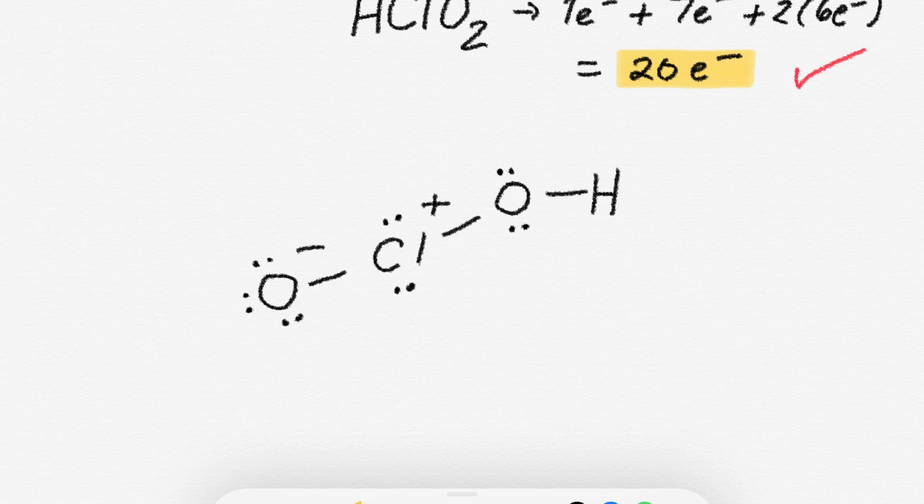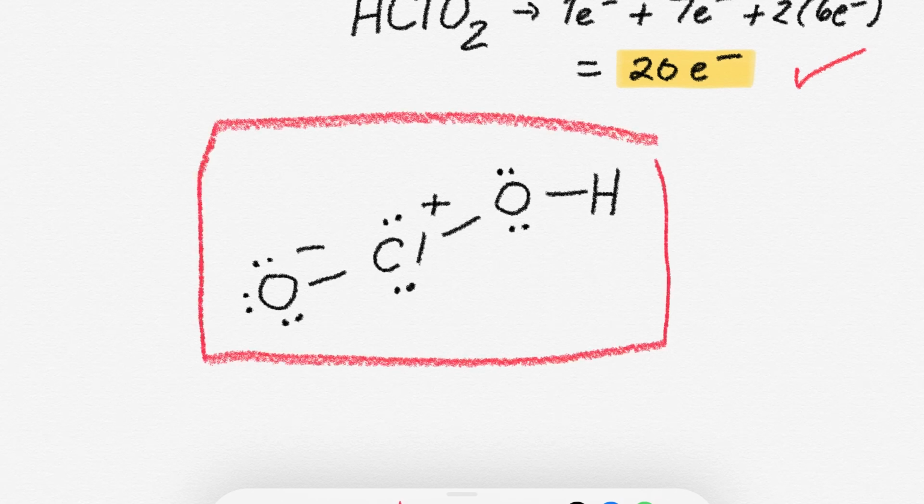If you go look at your electronegativity chart, you can see that oxygen is more electronegative than chlorine. Now that tells me that this structure has been validated by means of formal charge. Looking at this structure, there are no resonance structures, and this is not an ion, which means that this is our final answer for the Lewis structure of chlorous acid.